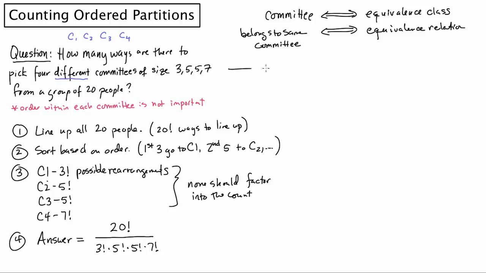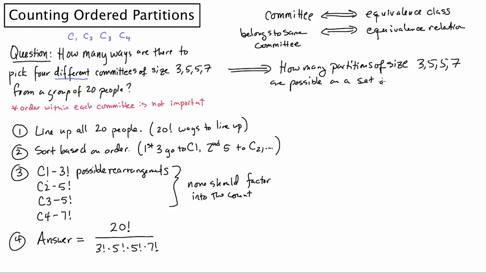So this counting question is logically equivalent to how many partitions of size 3, 5, 5, and 7 are possible on a set of size 20. In other words, how many ways are there to divide 20 up into 3, 5, 5, and 7? That's essentially what this question is asking. And so we have a counting formula that covers just that scenario.